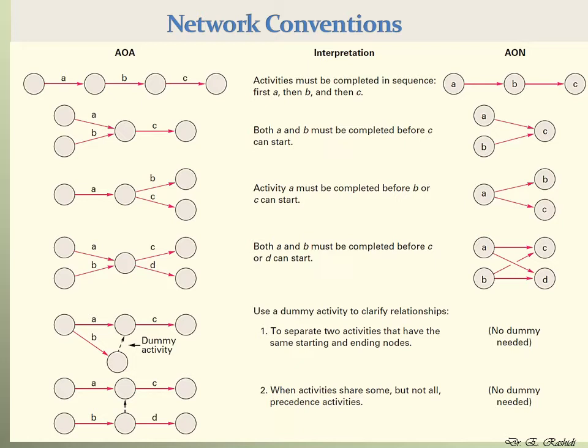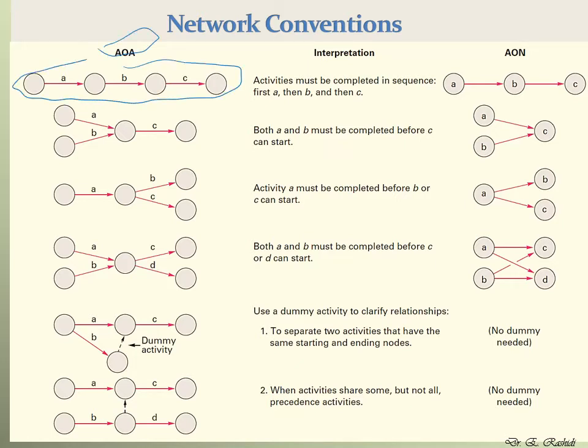Suppose that we have three activities, A, B, and C, and there is a precedence relationship between these such that A needs to be completed before B starts and B needs to be completed before C starts. So this is how we show this scenario when we use an AOA diagram.